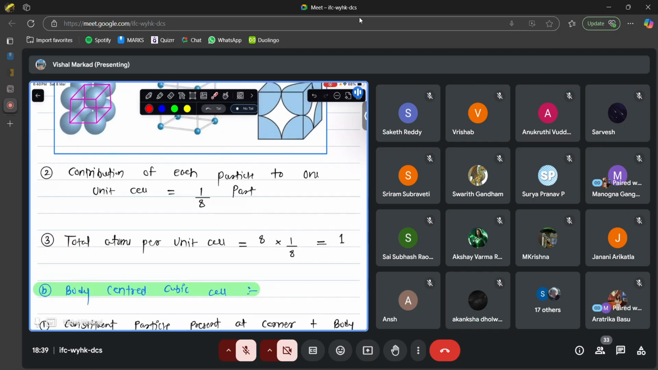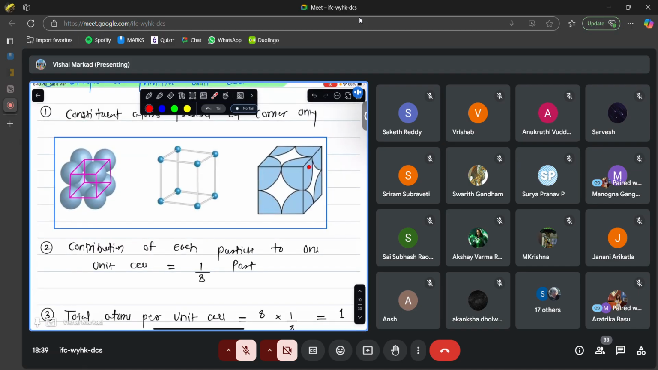So total atoms per unit cell will be how much? Total how many corners are there? 8 corners. And at each corner, how much contribution is there from the sphere or from the atom? See, total 8 corners are there. Clear this thing? Okay. And each corner is contributing how much? Means at each corner, how much sphere is there? 1/8 part of sphere, right?